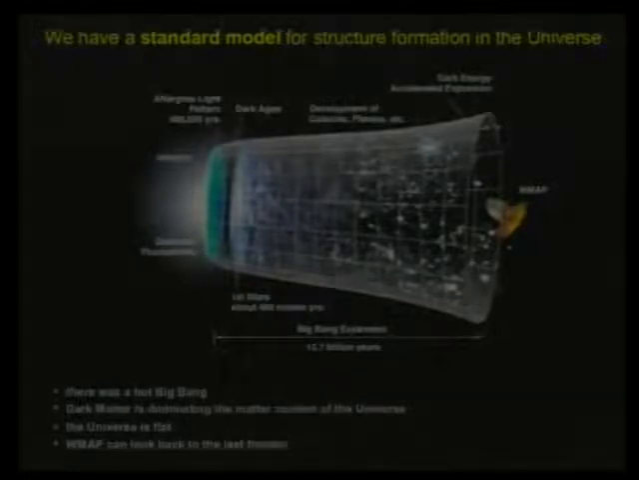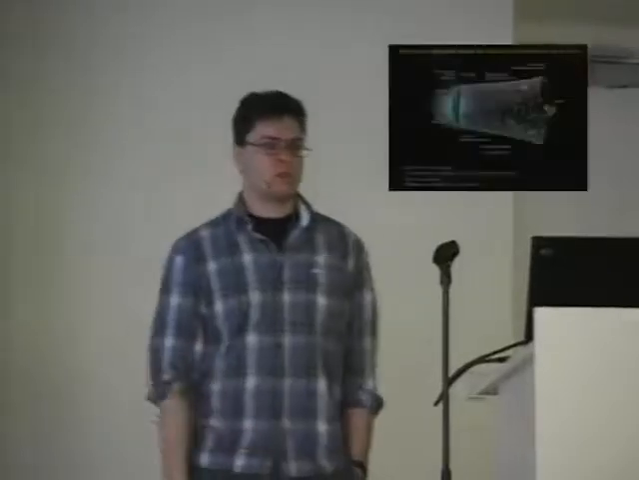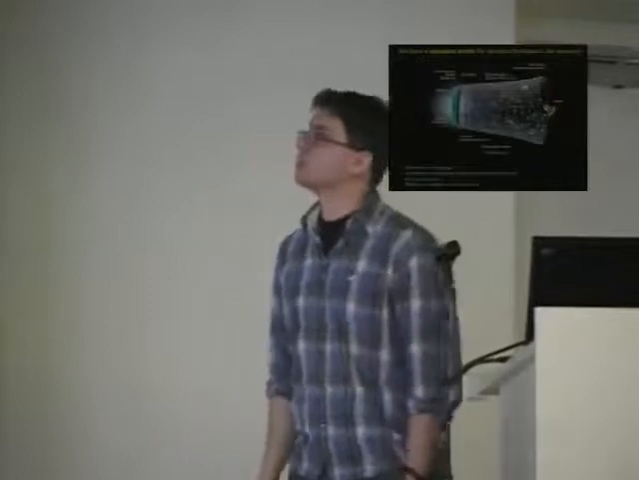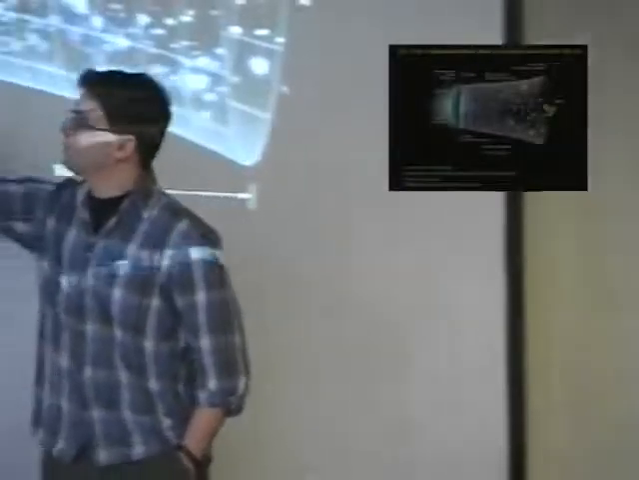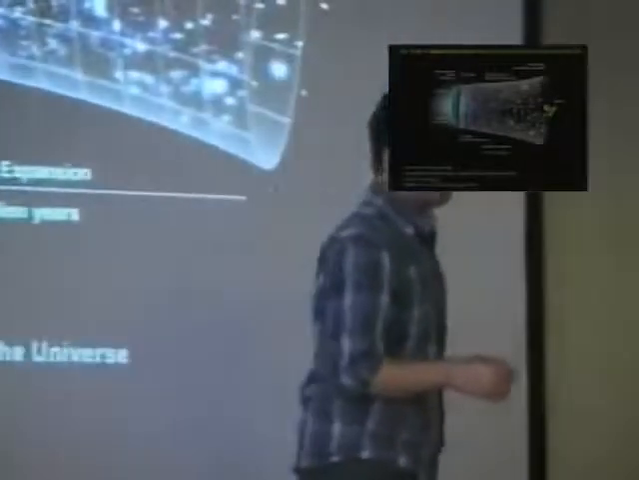So at the moment we have a standard model for the evolution of the universe, for the structure formation. And this standard model is shown here. So everything started with a very hot Big Bang here. And then you had some quantum fluctuations.